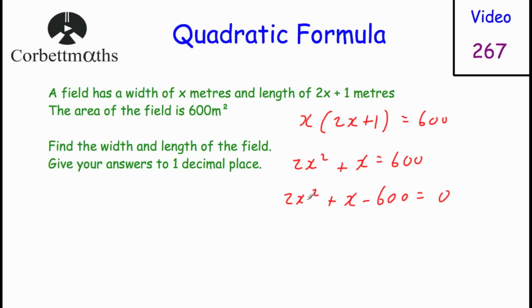So we're going to solve this quadratic, and we've been told to give our answers to one decimal place. That's a massive clue that we're not going to be factorizing, because usually whenever you factorize something with a 2x, you'd either get whole numbers or maybe a 0.5 or something like that.